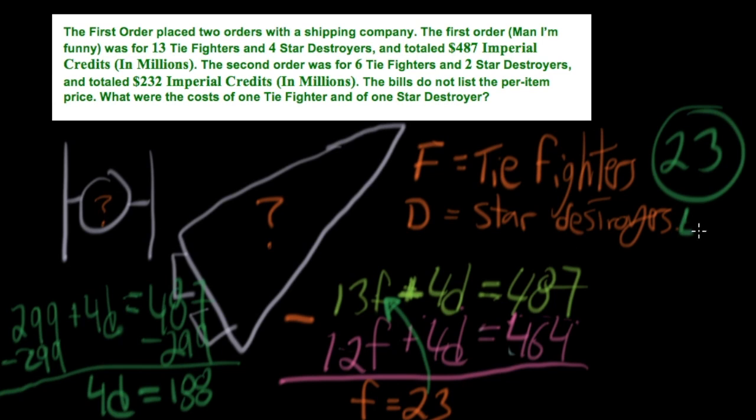So 47 for Star Destroyers and 23 for TIE Fighters. That sounds like the cost of each one. So that's not how many of each one, but how much they cost in Imperial credits in millions. So 23 million for a TIE Fighter and 47 million for a Star Destroyer. A great deal. I would highly recommend buying some of those bad guy ships.